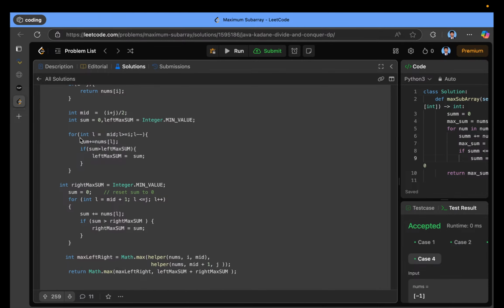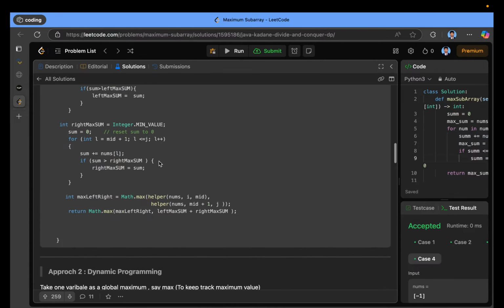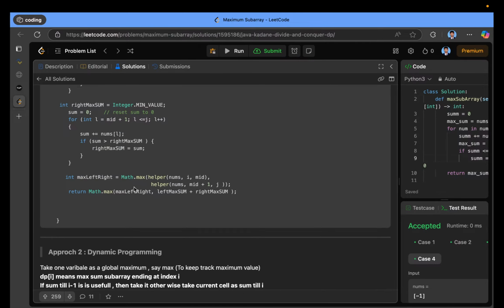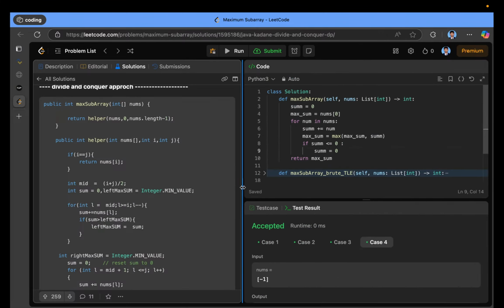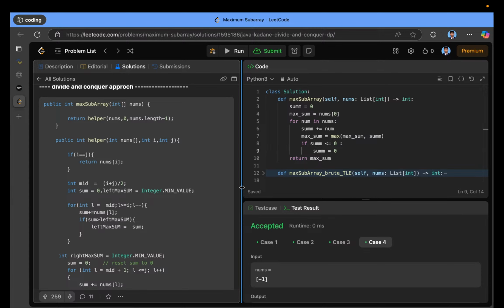Max. For int l is equal to mid and l is greater than or equal to i, l minus minus. Okay, he has found the sum from mid to left. If sum is greater than left maximum, update left maximum. Then he calculated the right one. Max helper. Too difficult, bro.